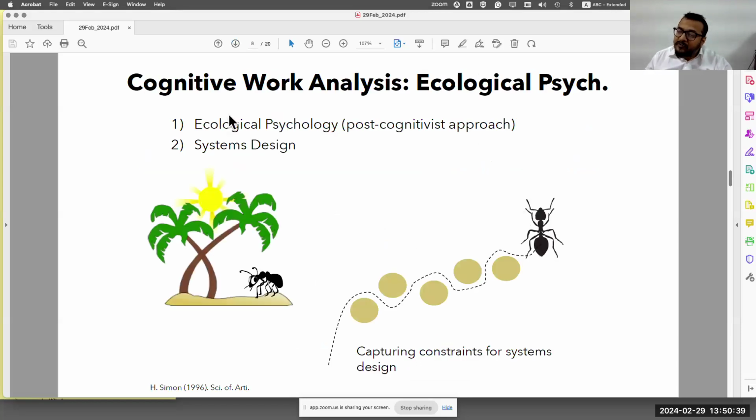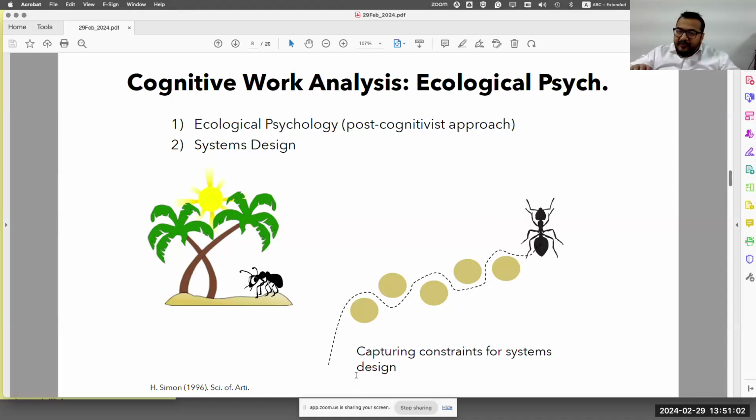Some of the work comes out from ecological psychology, which is used as a basis for ecological interface design and systems design in itself. So here's what it means to capture constraints for systems, right?